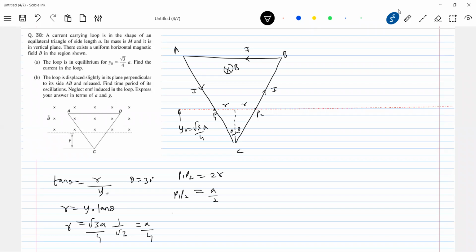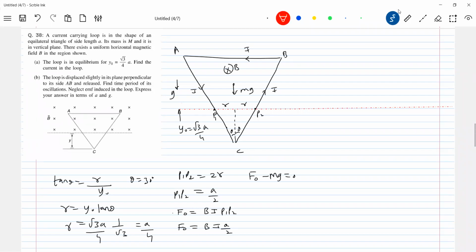Then who will balance the weight of this particular triangular frame? F naught should be equal to how much? B into current I into P1, P2. So BI A by 2. For equilibrium, what you can write? F naught should balance mg. What is mg? The weight of the triangular loop. It is present in the gravity. Somewhere at the center of mass, you show the weight. And where the BL force will be acting upward.